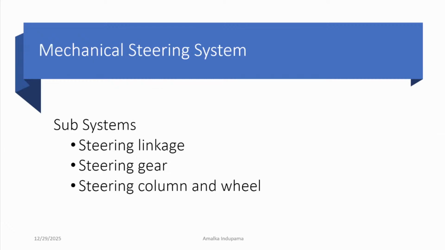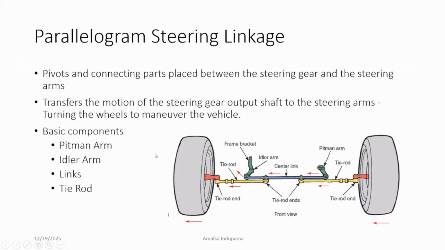Initially we are going to discuss the mechanical steering systems. I have divided the system into three main parts: the steering linkage, the steering gearbox, and the steering column and wheel, right? Whenever we discuss the steering linkage, the most primary is the parallelogram steering linkage, where our components, the rods and the connecting links, create a parallelogram. Yes, that is why we call it the parallelogram steering linkage, right?